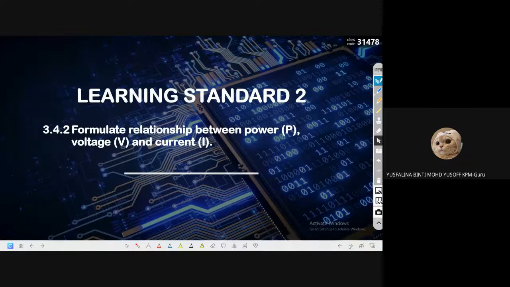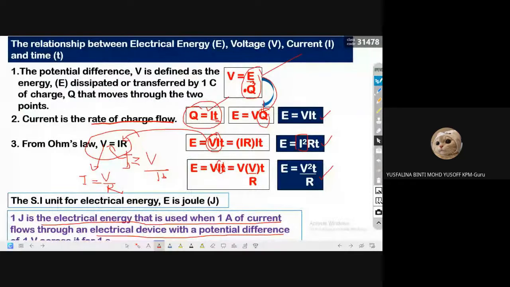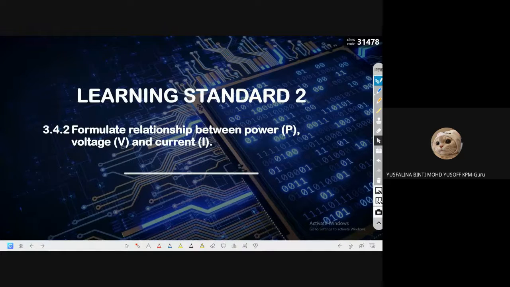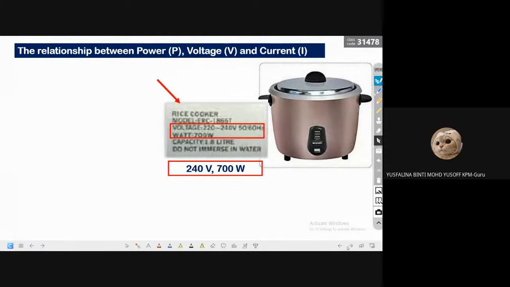Okay, so 3.4.2. We already derived the relationship between E, V, I, and T. Then the next one we need to derive is P, V, and I. So P is equal to VI. P is power, right? So the relationship between power, voltage, and current.